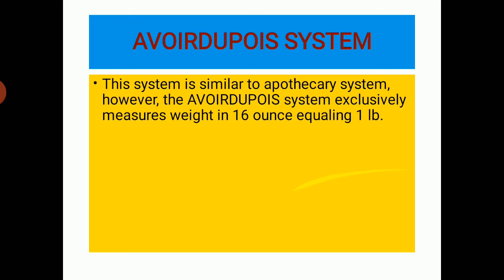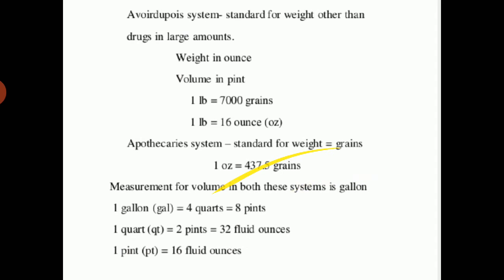Avoirdupois system: this system is similar to the apothecary system. However, the avoirdupois system exclusively measures weight in 16 ounces, equaling 1 lb. The avoirdupois system is standard for weight other than drugs in large amounts. So weight in ounce, weight in pound. 1 lb is equal to 7000 grains, and 1 lb is equal to 16 ounces or oz. Apothecary system standard for weight is grains, and 1 oz is equal to 437.5 grains.